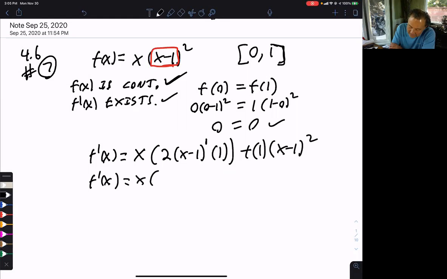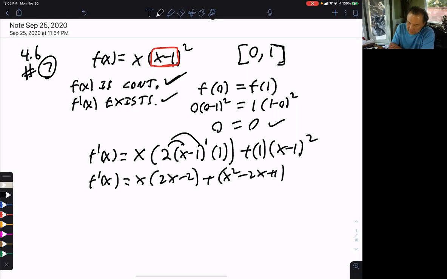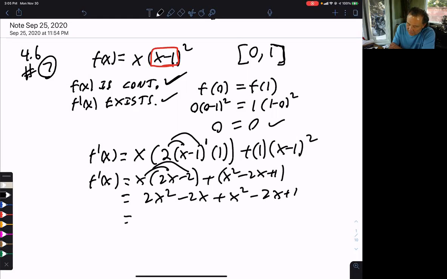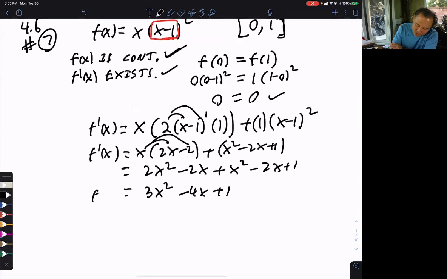I'm going to distribute that: 2x minus 2. And x minus 1 squared, I'm going to square that. You get x squared minus 2x plus 1. And then I'm going to distribute that: 2x squared minus 2x plus x squared minus 2x plus 1. And I'll combine like terms. I get 3x squared minus 4x plus 1. I hope that's right. And you set that equal to 0.